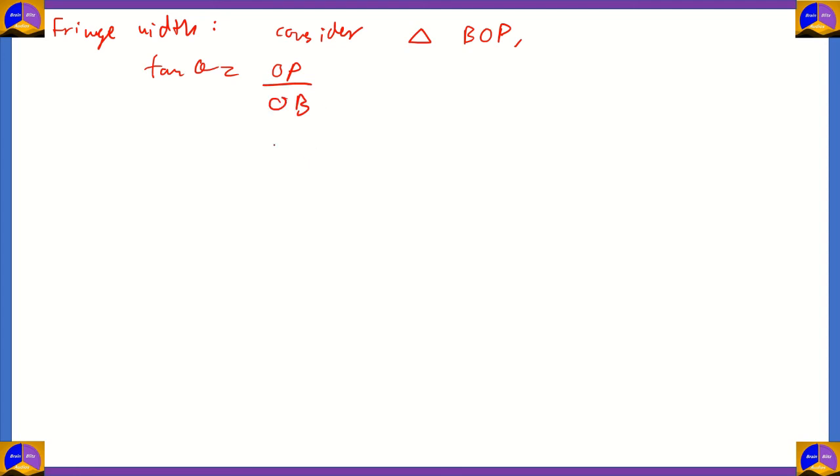Now let's look at the fringe width in the diffraction series, so in the diffraction spectrum. So consider triangle BOP in the diagram. You can always go back and check the diagram, or you can just refer to the diagram that you've already drawn. So over here, tan theta is equal to OP divided by OB, opposite by adjacent. Now OP is equal to y, OB is equal to the distance D, capital D.